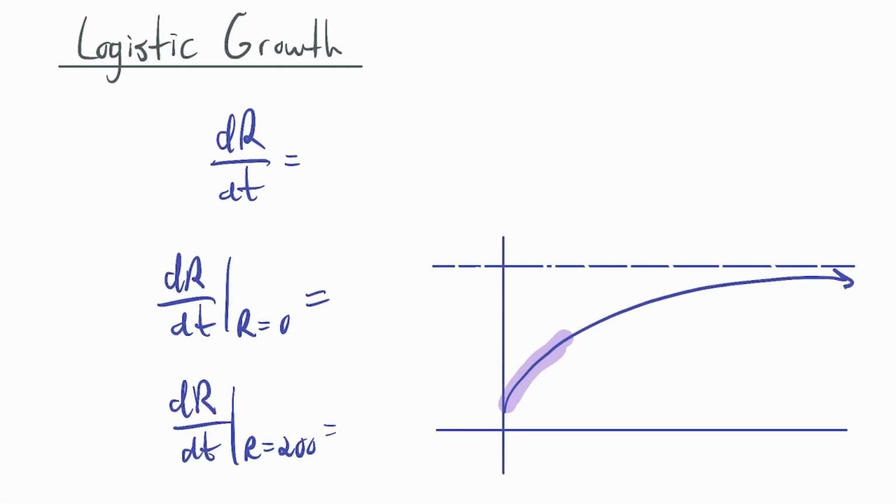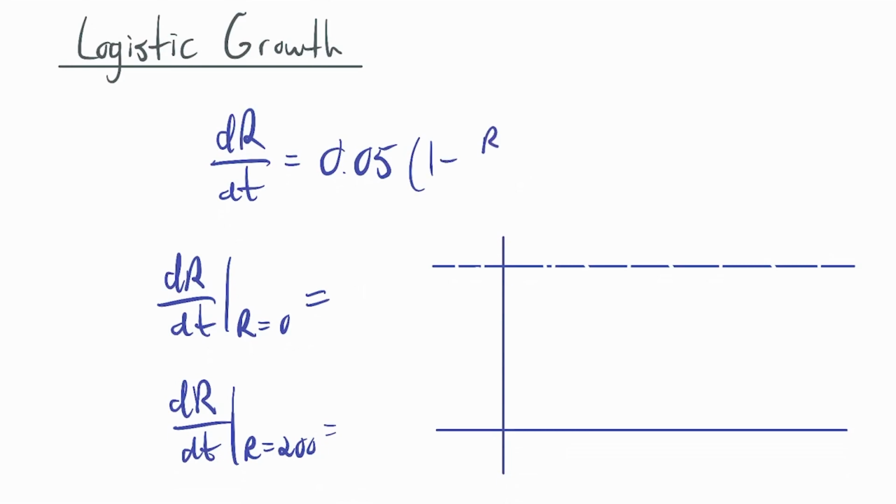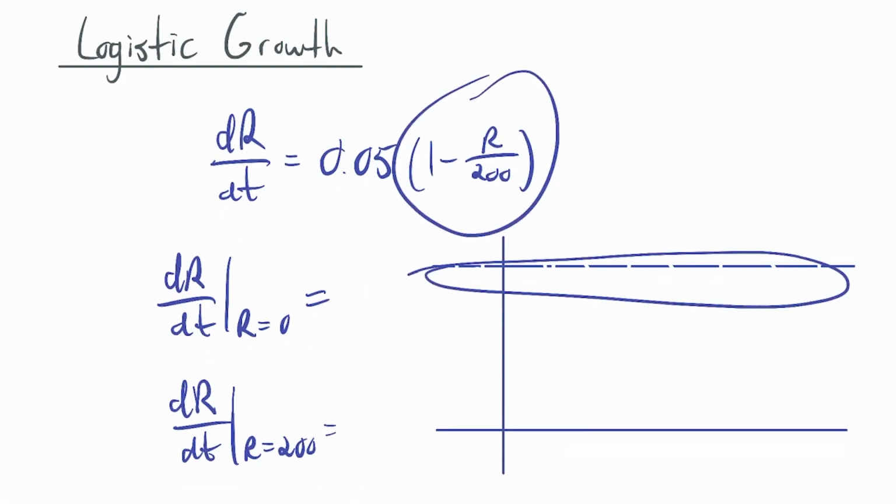So what would be a model that both has slower growth at the beginning and then also has this asymptote? What would do that? Okay, so let's say that the growth is somehow 5% of something, right? So 5% of 1 minus r over, say, 200, that's the number we had for the maximum. That would incorporate that there's a maximum. That gives you the asymptote.